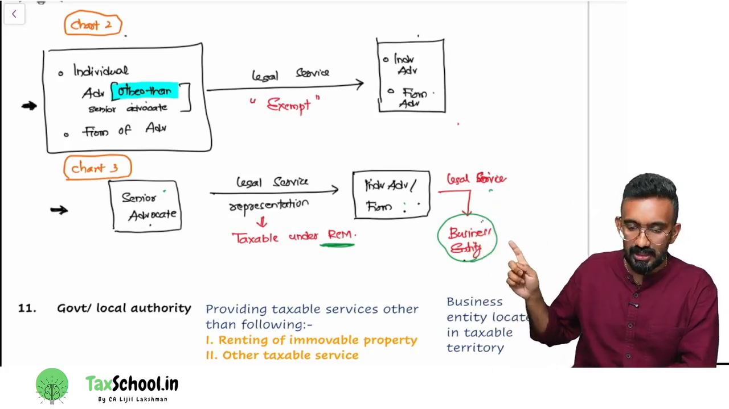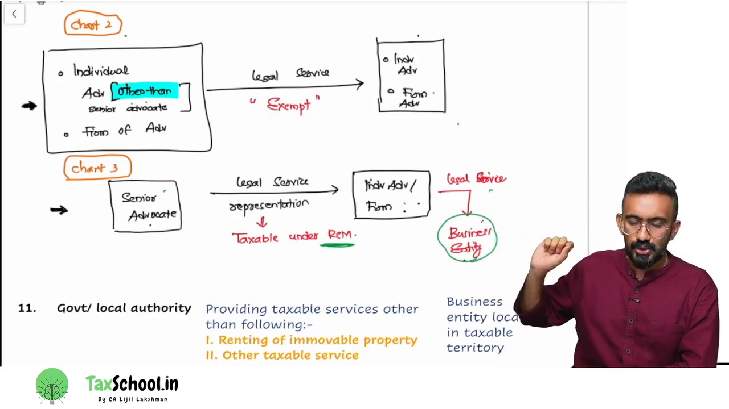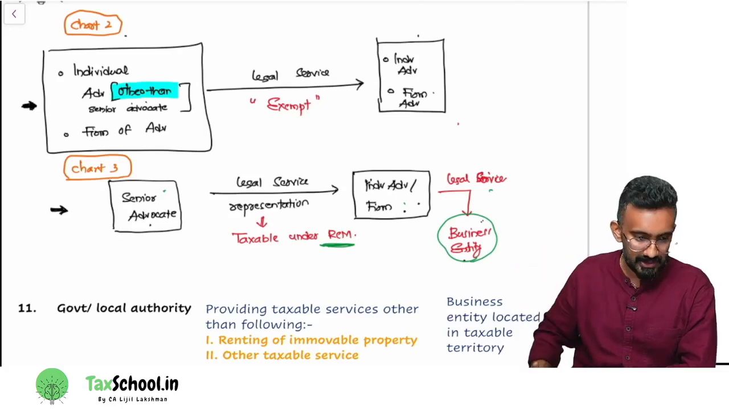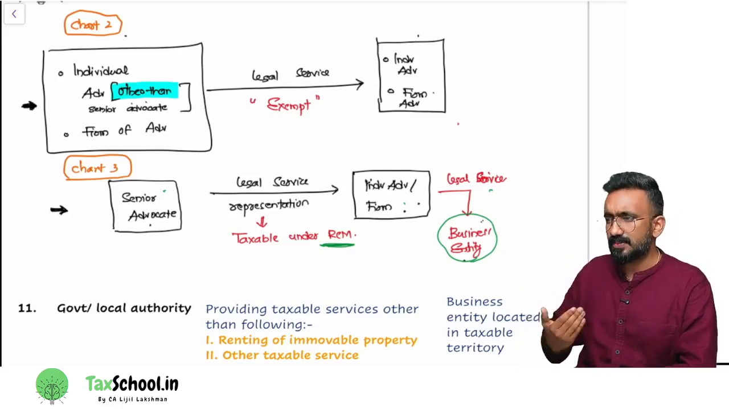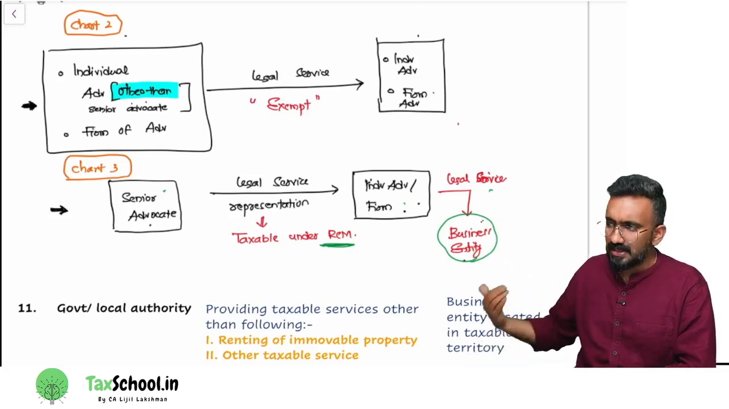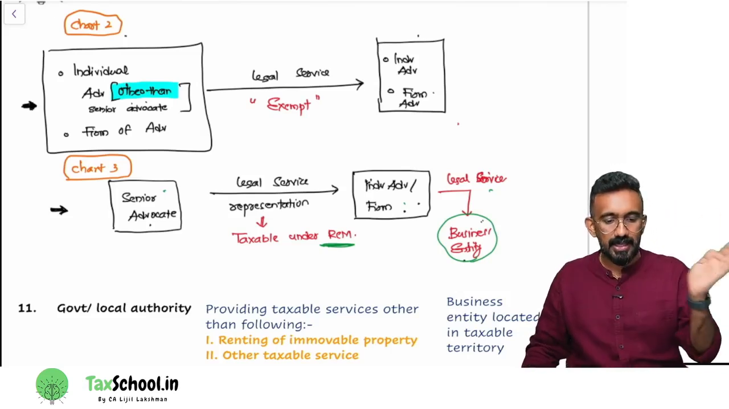So you can look at chart number 3. If you don't have it, I would recommend you keep a photo of this and then look at it. You should look at it the day before the exam. You look at these three charts in terms of advocates and then have an understanding. So a senior advocate providing services to another advocate, and through that to a business entity, would pay tax under reverse charge. But all other advocate to advocate would be exempted.